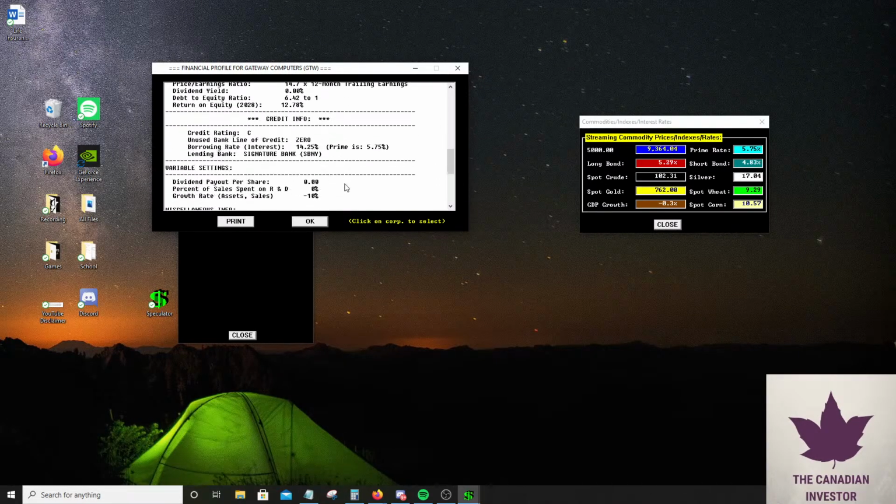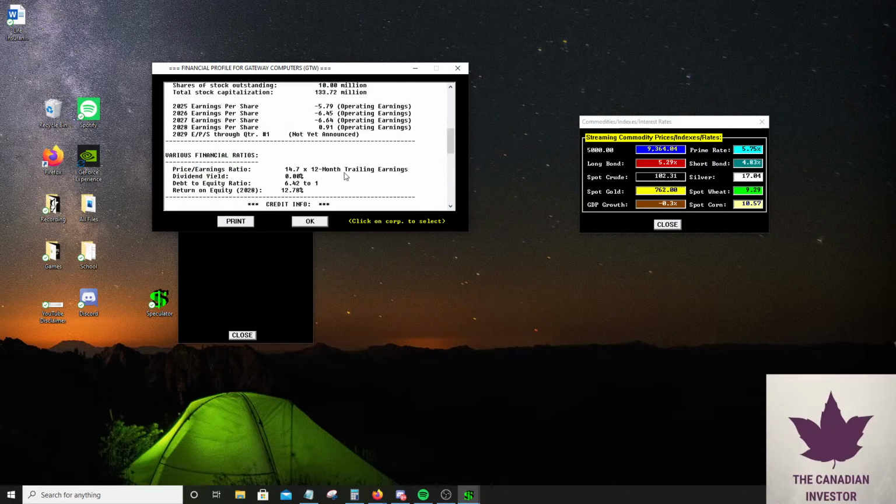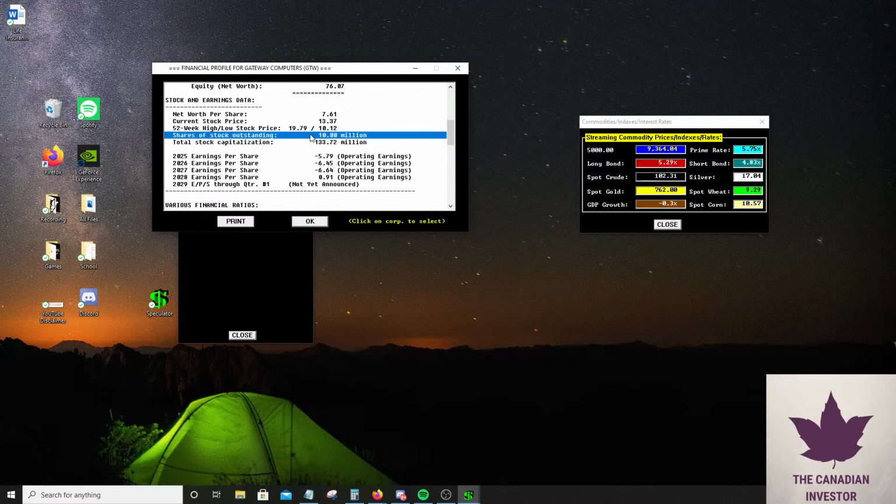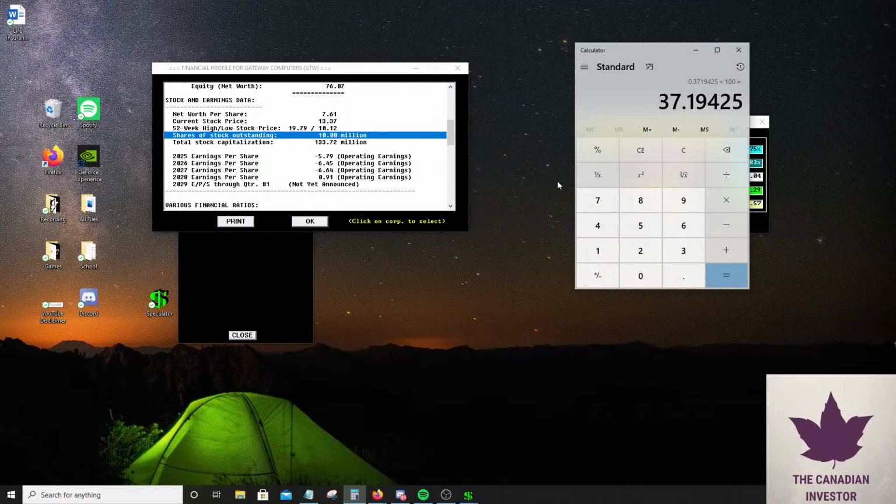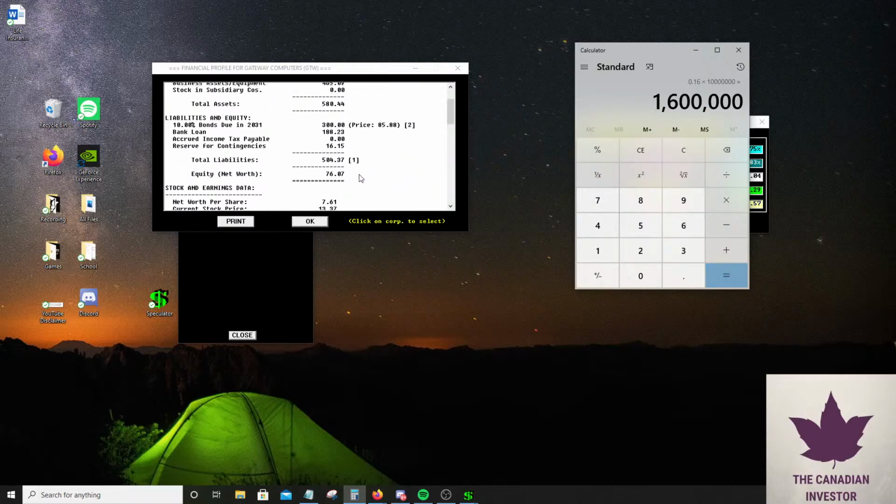So we look at their outstanding shares. How many shares do they have outstanding? About 10 million. So in this case, if they're making 0.16 a share times their 10 million shares outstanding, right? They're making about 1.6 million, right?